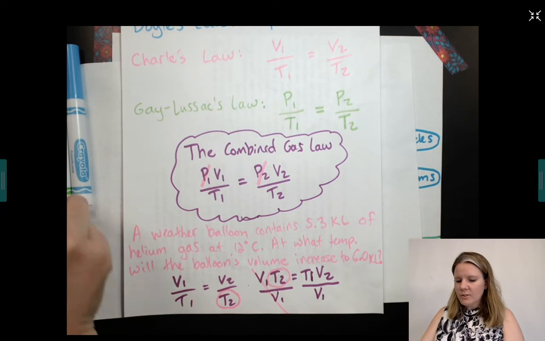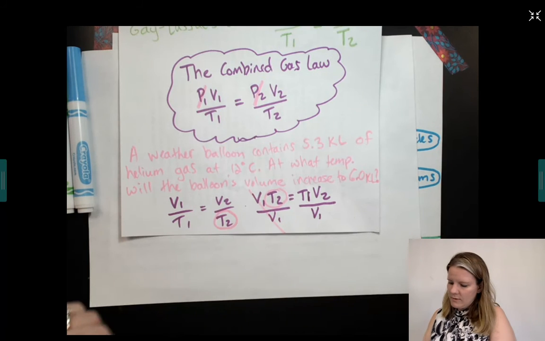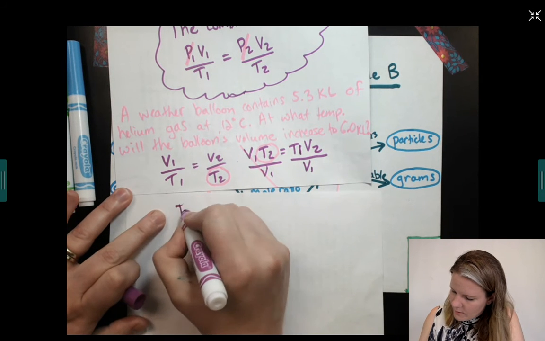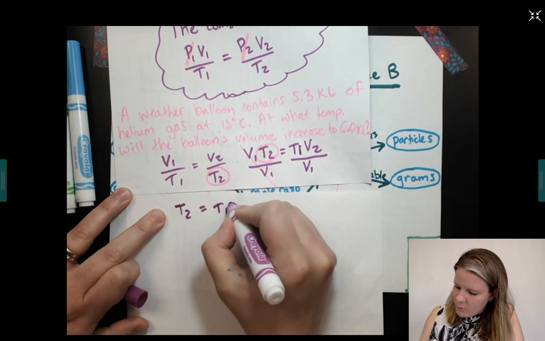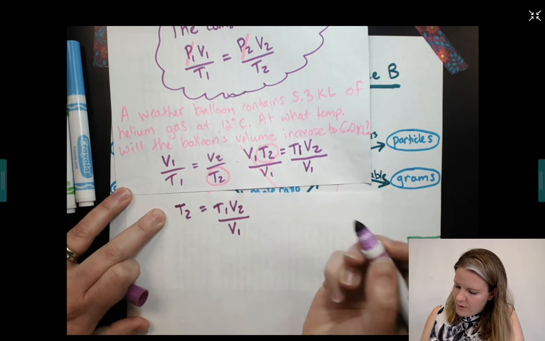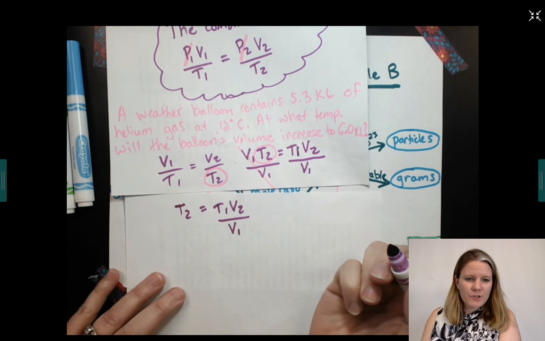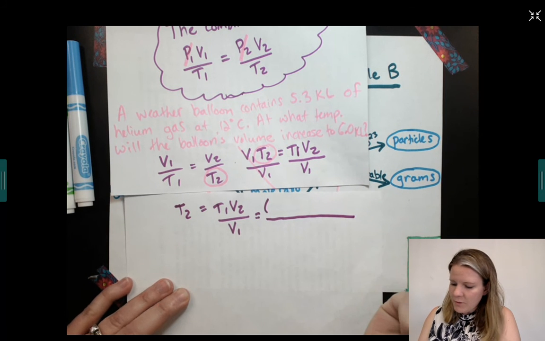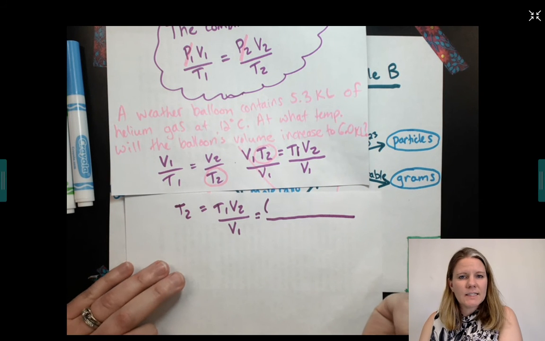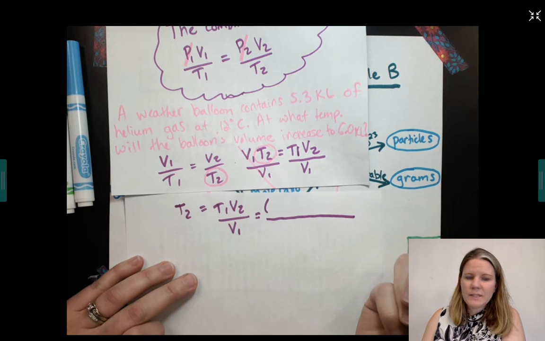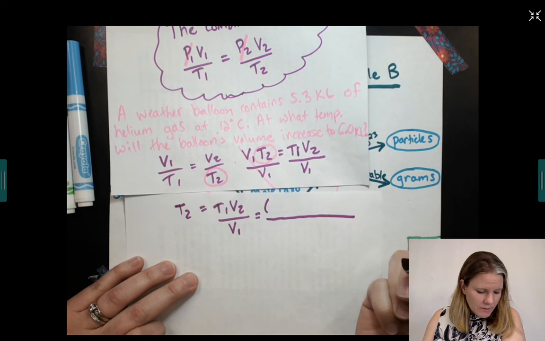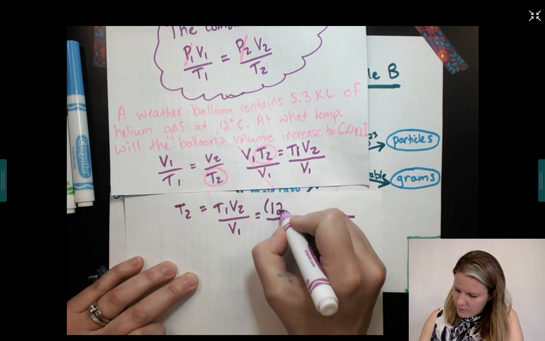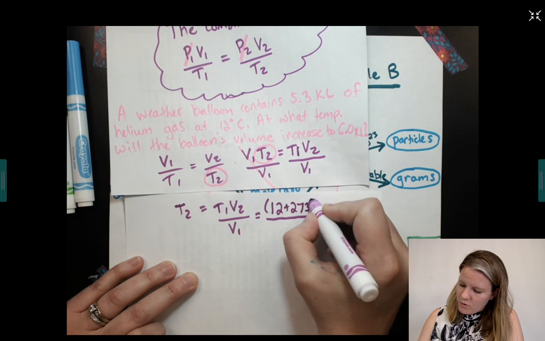So T sub 2 equals T sub 1 V sub 2 over V sub 1. Voila, we've got our equation to work with. Excellent. As you plug these numbers in, you have to be careful because temperature here is given in Celsius, and in this chapter a lot, it's really important to be in Kelvin. So Celsius is 12 degrees, but we need to say plus 273 to convert to Kelvin.